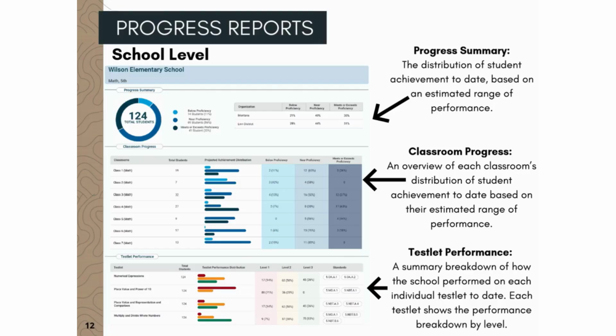Classroom information is aggregated to school-level progress reports. Once again, that progress summary is a distribution of student achievement to date based on an estimated range of performance. You will also notice that the distribution for Montana and the district in which the school resides is also available. The progress report also includes classroom progress, an overview of each classroom's distribution of student achievement to date based on their estimated range of performance, and once again, that testlet performance, a summary breakdown of how the school performed on each individual testlet to date. Each testlet shows the performance breakdown by level.